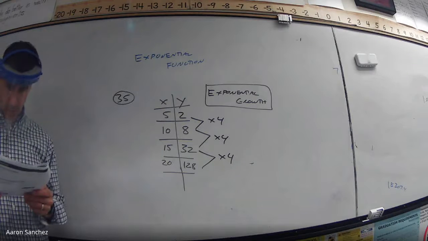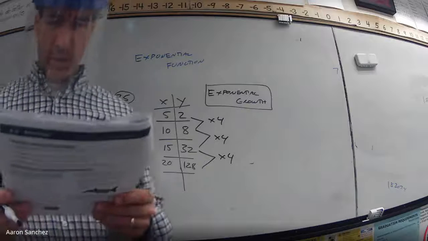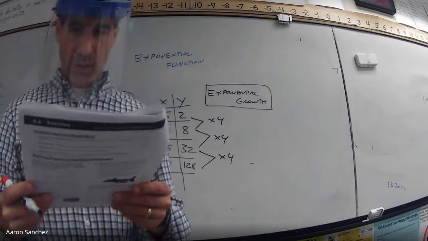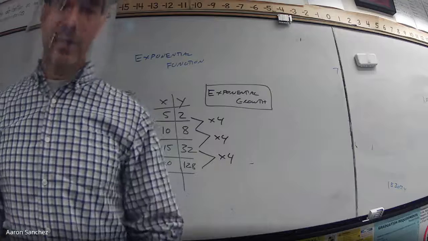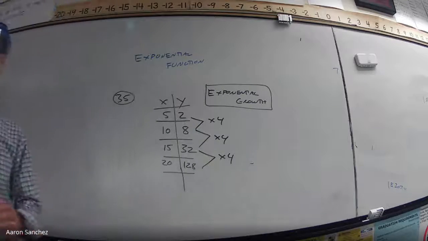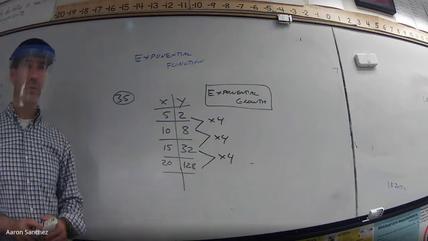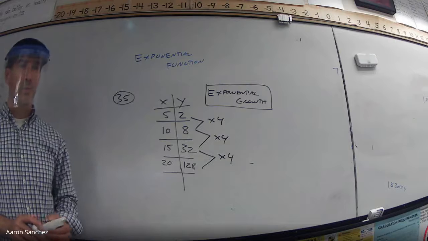Let's do 39. Okay. So 39 and 43. We have to tell if it's exponential growth or decay by looking at the equation. So let me ask real quick though. Olivia, how do I know this is exponential growth? Multiplying by the same number.